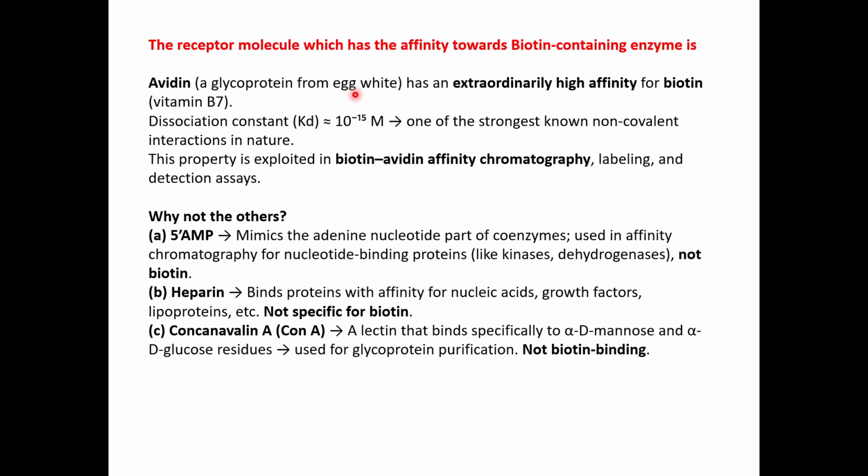So it is used in affinity chromatography for nucleotide binding proteins like kinases, dehydrogenases, etc., and not for biotin. And then heparin, it binds with nucleic acids, growth factors, lipoproteins, etc., and is not specific to biotin. Then Con A, it is a lectin. So this binds specifically to sugar moieties like the alpha D mannose and alpha D glucose residues. So it is used for either your polysaccharides or your glycoprotein purification, and not in case of biotin binding.